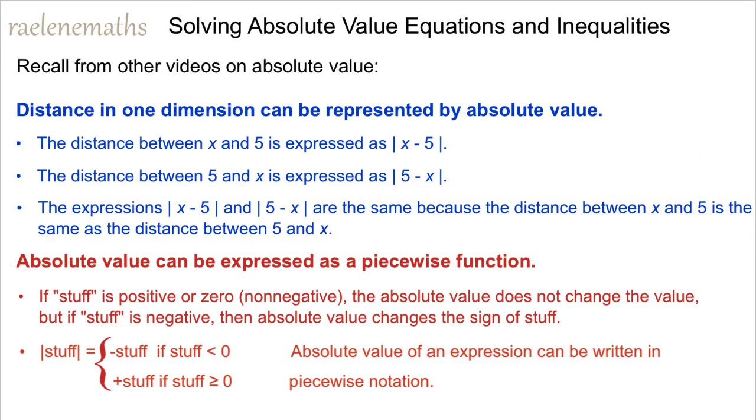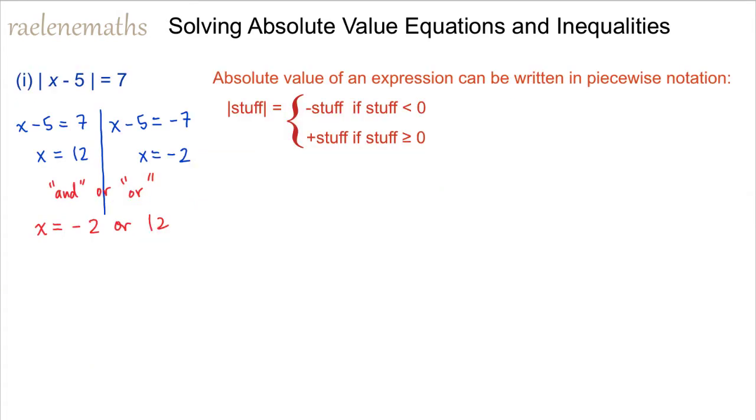I've spent a lot of time now talking about this blue information, how absolute value represents distance in one dimension, but I haven't touched much on this red information that we can use piecewise notation to express absolute value. So I'm going to refer back to this in finding out what exactly went wrong in the traditional common approach for solving absolute value equations.